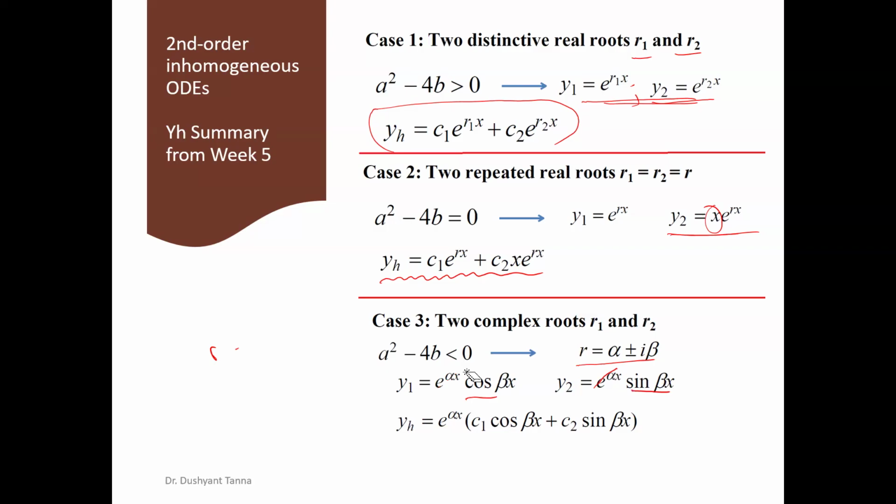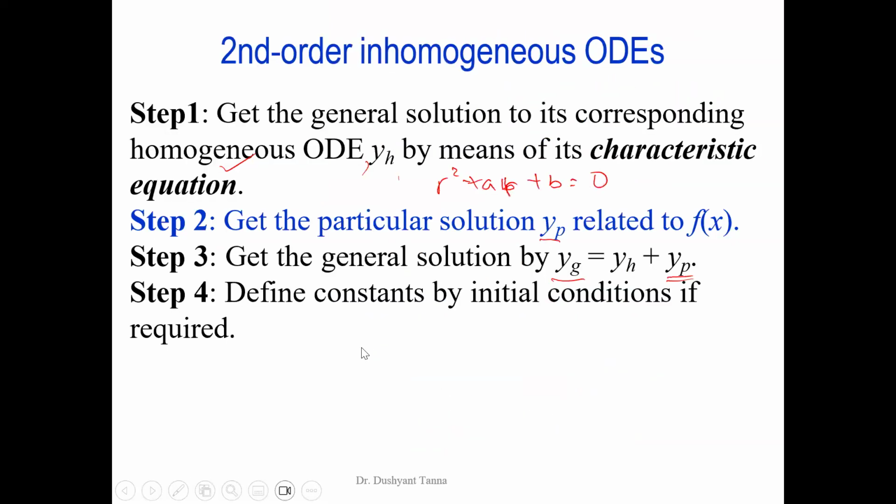Otherwise, the roots are represented by r equal to alpha plus or minus i beta, e raised to alpha x cos beta x, e raised to alpha x sine beta x, and then we combine our yh as this. So this is a summary of what we already covered. So where it is useful, this is your step 1. Then we got a set table for the second step for yp.